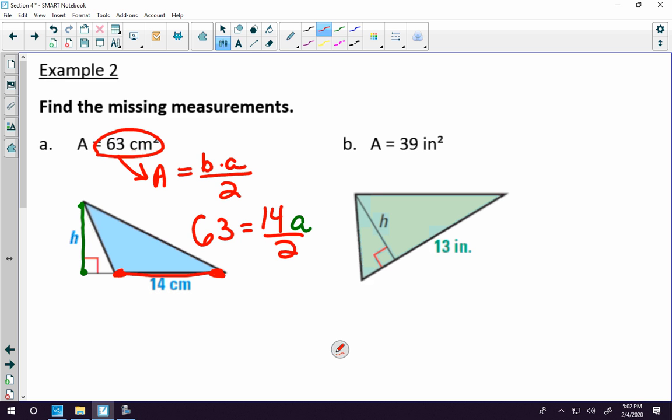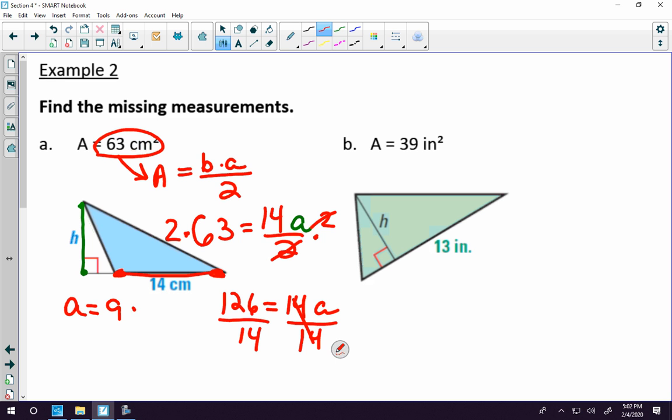Of course, it's a triangle, so divided by 2. So to solve for A, the inverse of dividing by 2 is multiplying by 2. So those 2's cancel. So now we're going to double 63, which is 126, equals 14 times A. The inverse of multiplying by 14 is dividing both sides by 14. And then we should get 126 divided by 14, which has got to be 9. 14 times 9 is 126. So the altitude length is 9 centimeters.